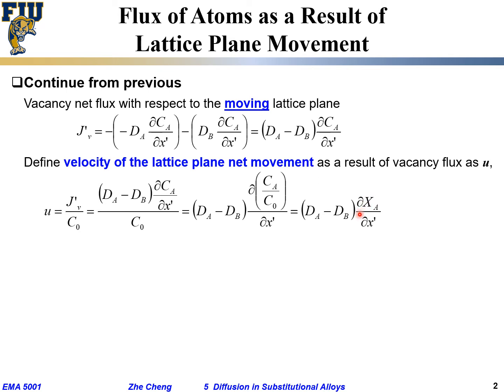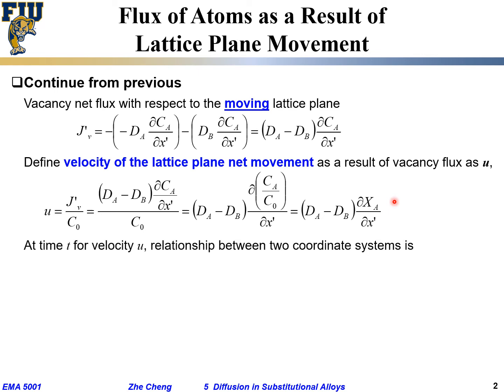And then CA divided by C0, do you see that is just your so-called molar fraction? CA, the number of atoms per unit volume of A, divided by C0, the total number of atoms per unit volume, would give you the so-called molar fraction of A with respect to location, but remember, it's on your moving coordinate, on your bus. Make sense? That's our mathematical manipulation.